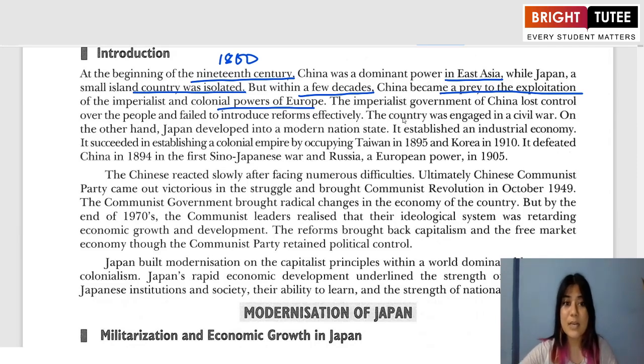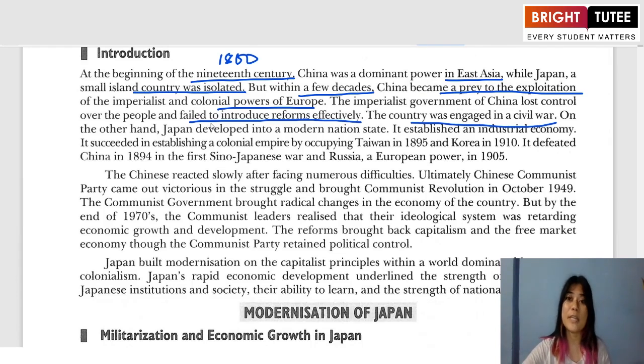The imperialist government of China lost control over the people and failed to introduce reforms effectively. So the government in China lost its power and control over the people and hence could not govern the country properly. As a result of its internal weaknesses, the country was engaged in a civil war. It was engaged in a lot of conflicts between rival parties, between different groups within China. That was the development of China towards the beginning of the 19th century.